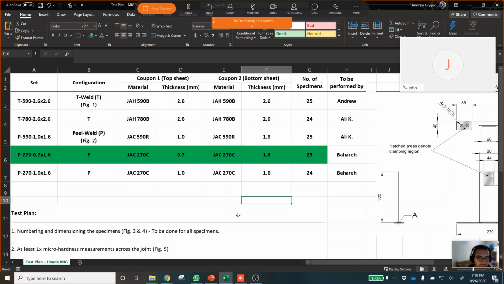Yeah, because that's where we see cracks in the real part. So the goal is to mimic whatever happens on the real part. Okay. Any other questions? I have one final slide here that we can look at.